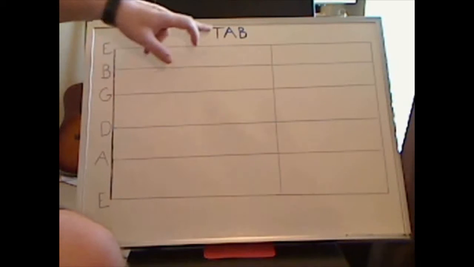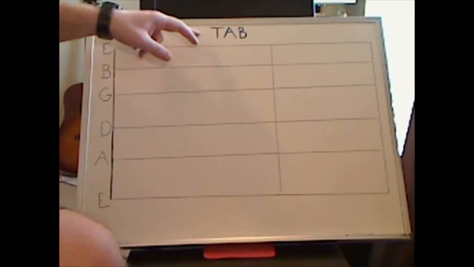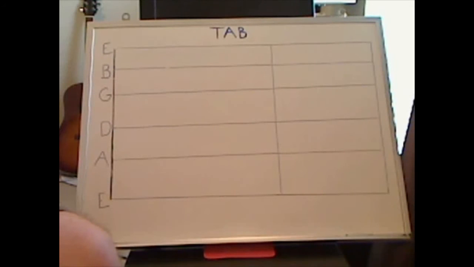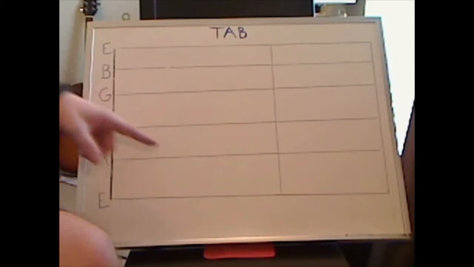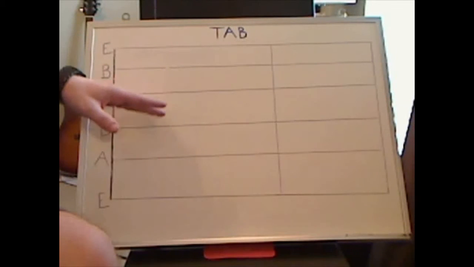Now, I've got tab written up here. You'll hear that a lot if you get on the internet and you're looking for tablature. You'll see it abbreviated tab a lot. So all that is tablature. And I want to basically explain this layout for you right here. You'll notice I've got these 6 lines going across the whiteboard here. What those are, are just the guitar strings.